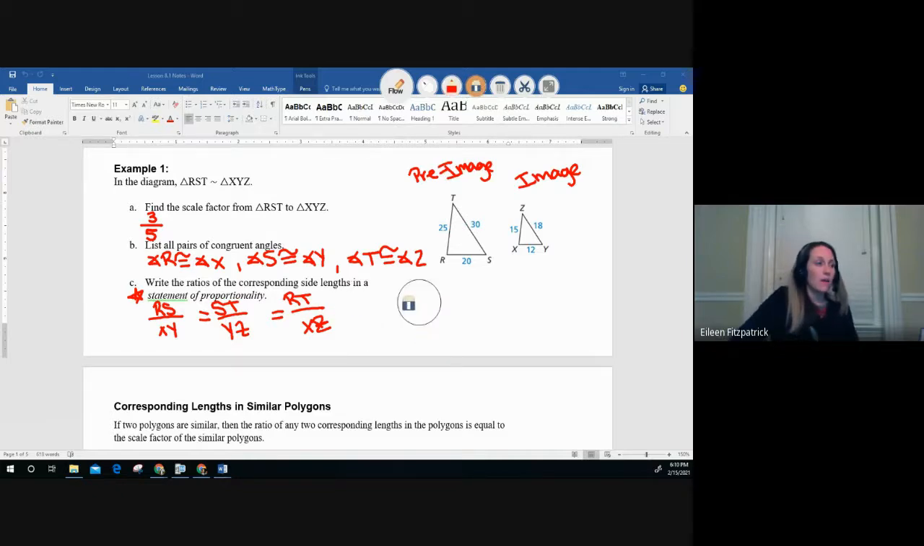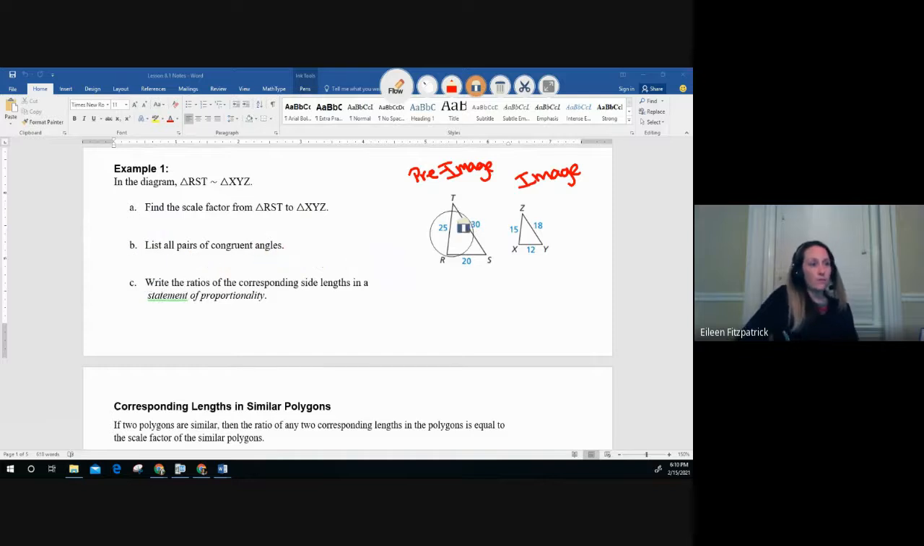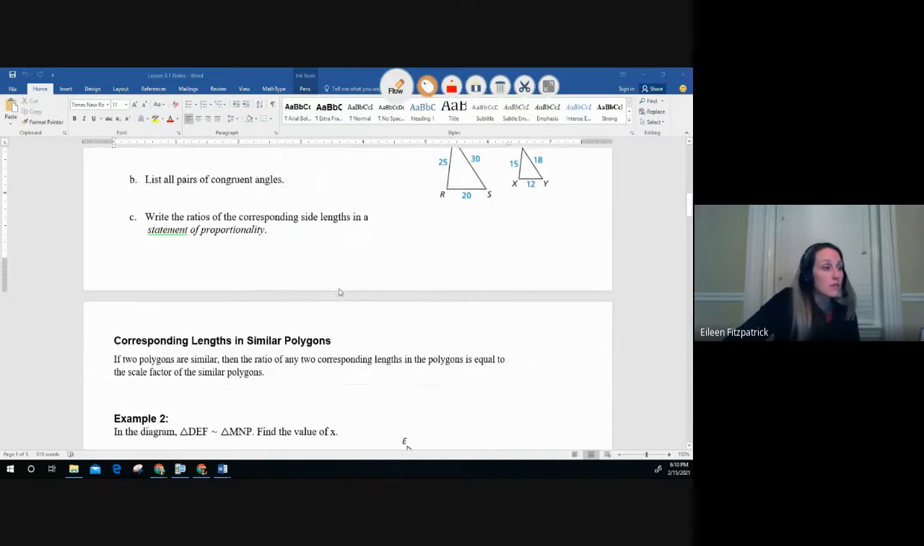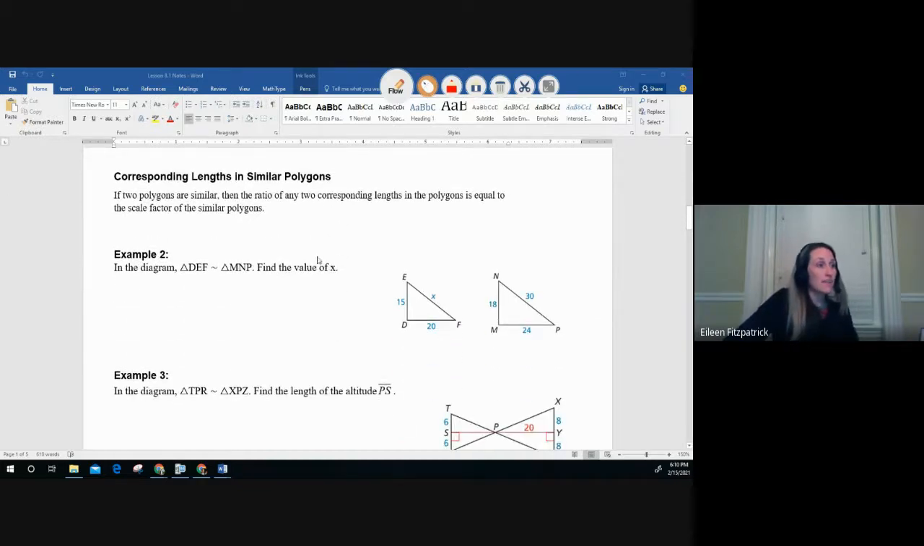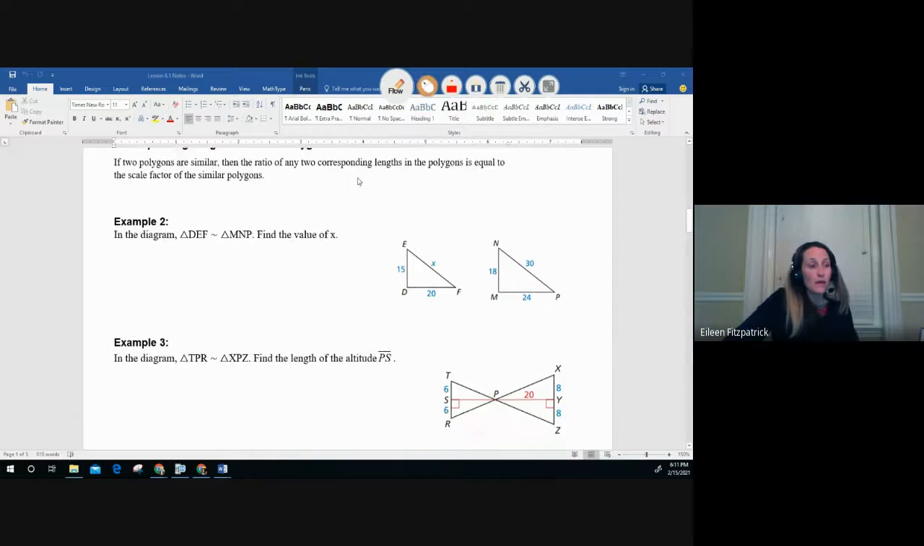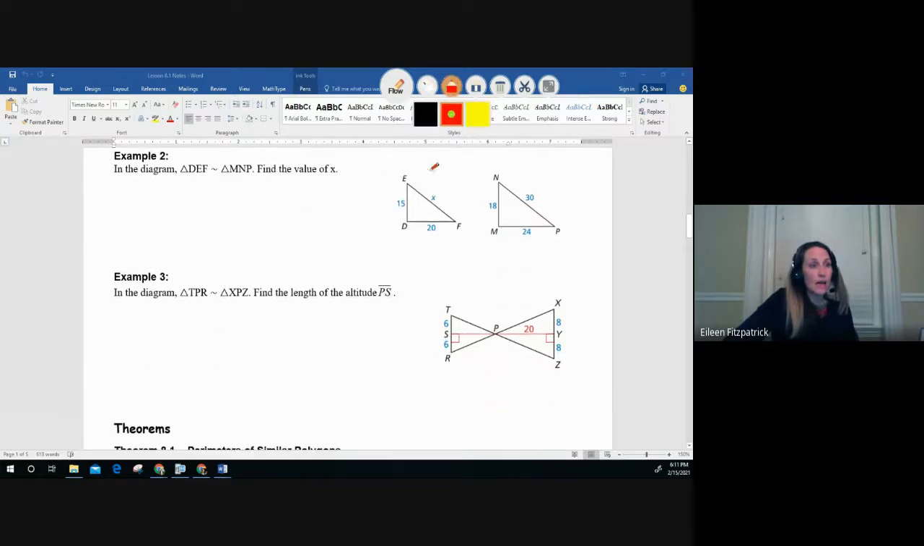So that was example 1. Let's move on to example 2, or the next bit of information first. Corresponding lengths in similar polygons. If two polygons are similar, then the ratio of their corresponding lengths in the polygon is equal to the scale factor. So what that means is you can pick any corresponding sides that you know the length of and simplify them and get the scale factor. You don't have to know all 3.